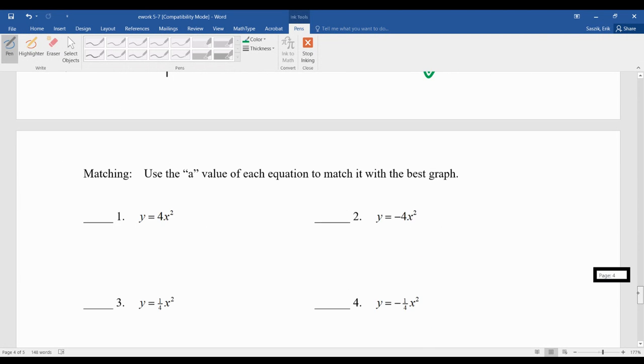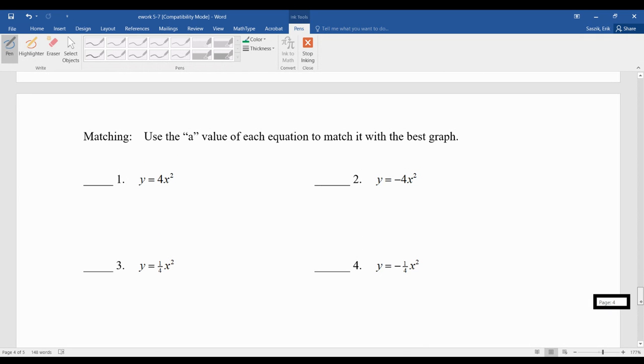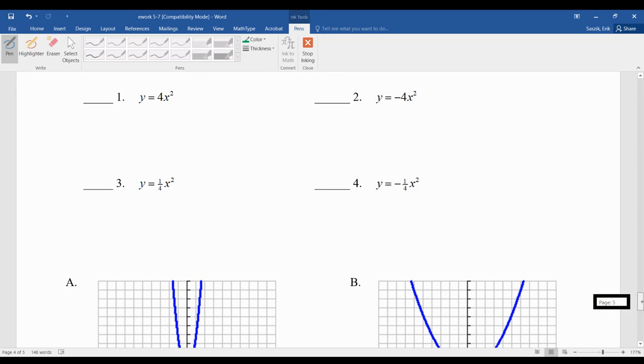There's a little bit of matching on the back. It doesn't take long. I'm just going to talk about my thinking here. So look, this is all based on the A value. Remember, if it's positive, it has to open up. So 1 and 3 have A values that are positive, so they're the ones that have to open up. 2 and 4 have A values that are negative, so they would have to open down.